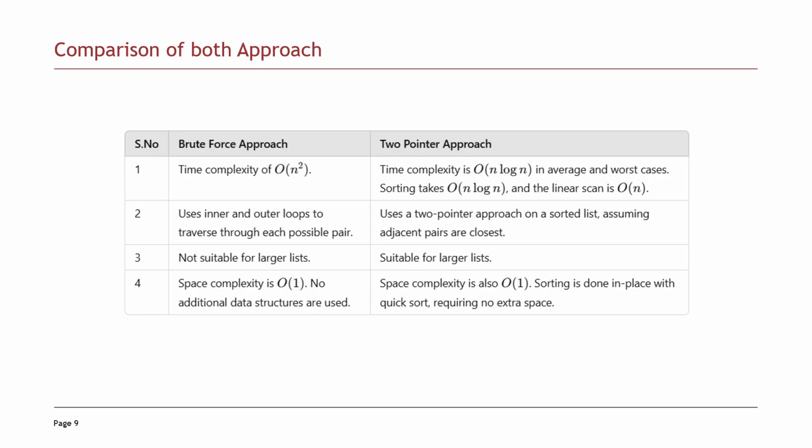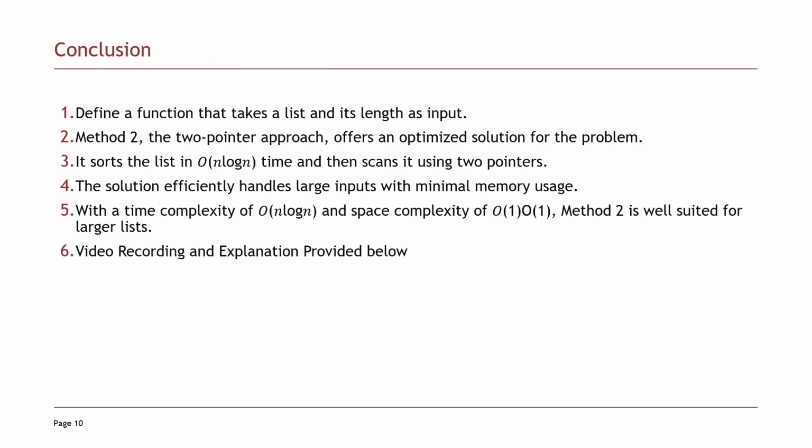So finally, in the conclusion, I would say here we have discussed two distinct approaches to solve the problem of finding the two elements with a sum close to zero. But we found that the two-pointer approach is efficient and well adapted for larger inputs, and it exhibits a time complexity of order n log n and a space complexity of order 1.